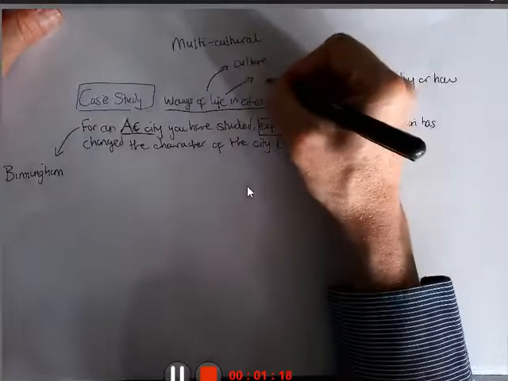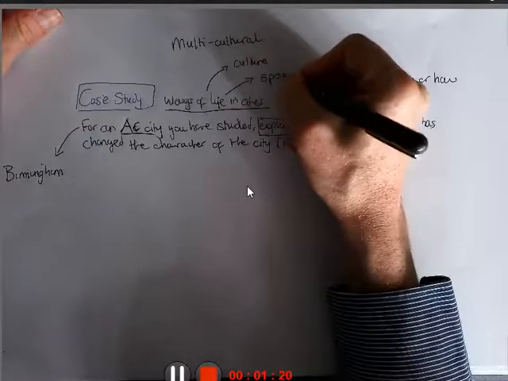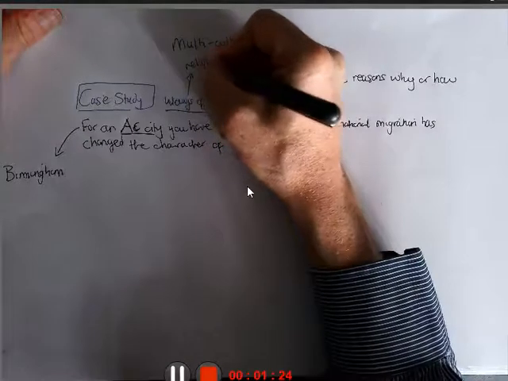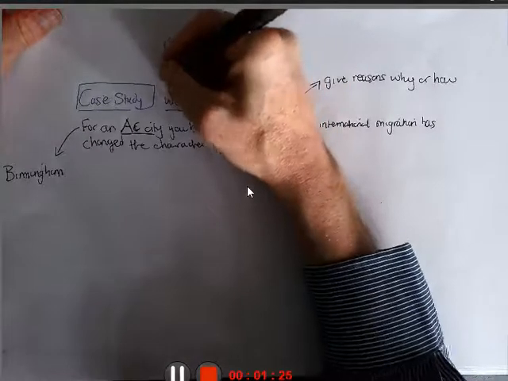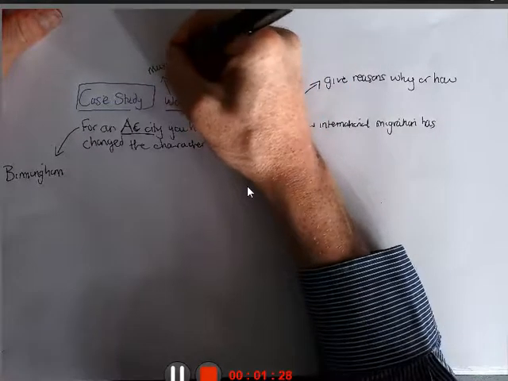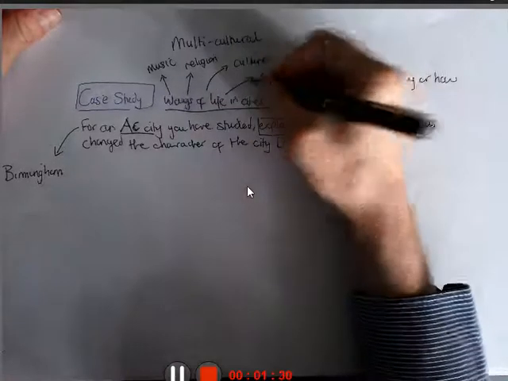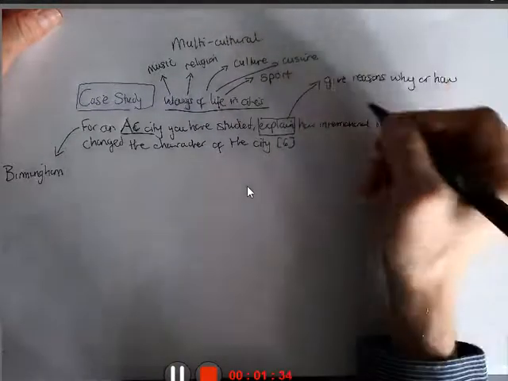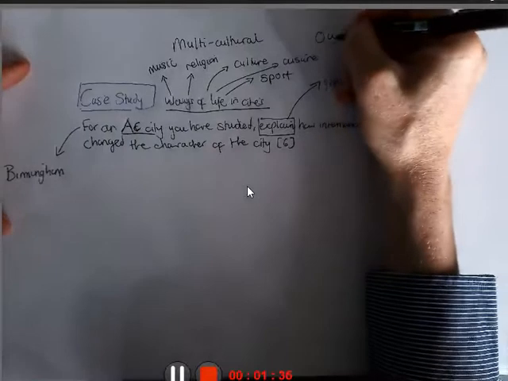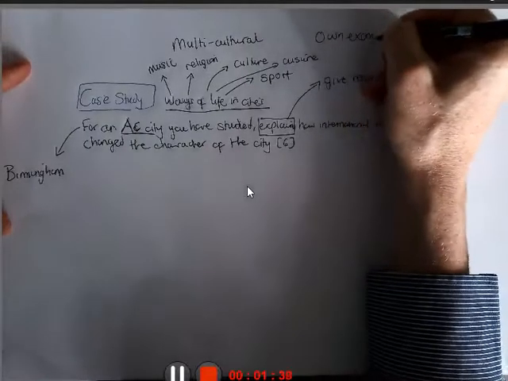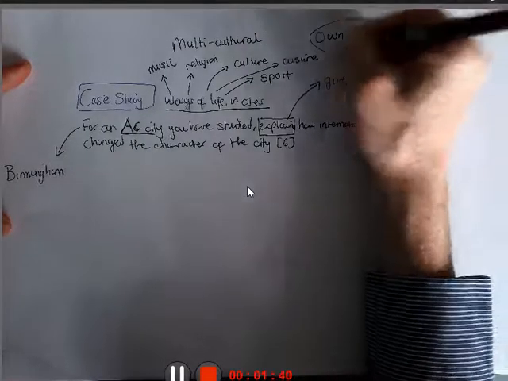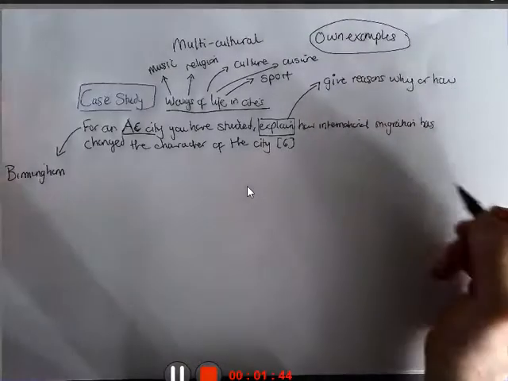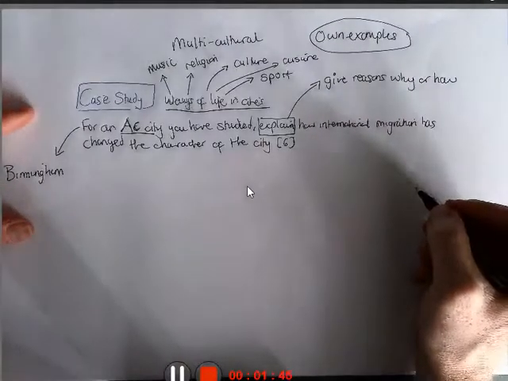So you are talking about sport. You can potentially talk about religion. You can talk about music. You can talk about cuisine. Or you can talk about your own examples. And examiners like to see ones that are not generic, like the rest of the class would do from St Paul's Academy. So the AC city is Birmingham.